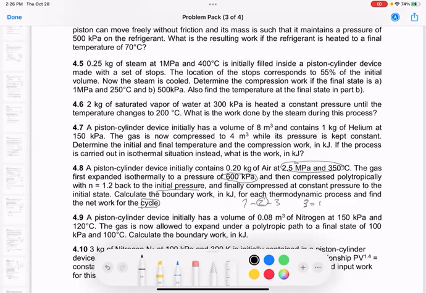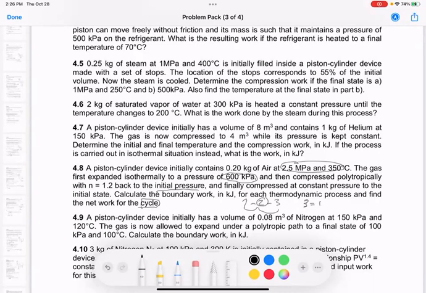Okay, but what are they asking us? They're asking us to find the boundary work for each process and then the net work for the cycle. The net work is basically the sum of all the works done in each process. So we have work going from 1 to 2, and work going back from 2 to 3. So the net work is going to be the sum of those works.